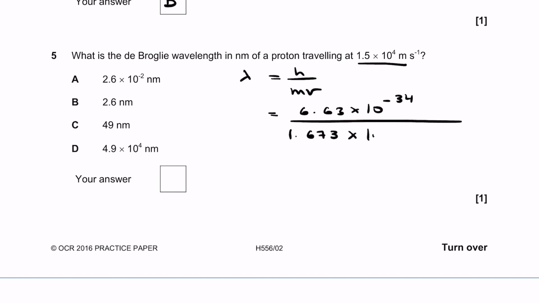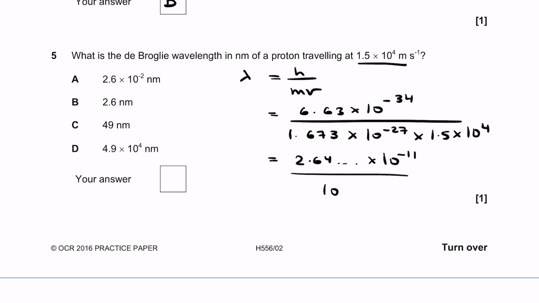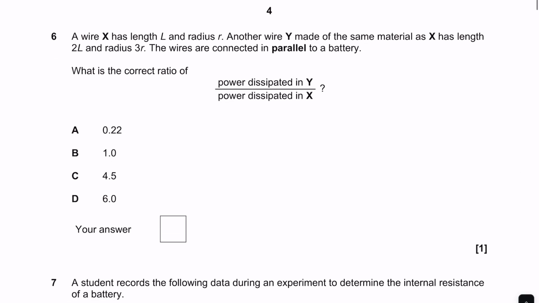Okay, so you're going to have something like this. You get 2.64 something times 10 to the power of minus 11. And when you divide it by minus 9 times 10 to the minus 9, it ends up giving you A as the answer.